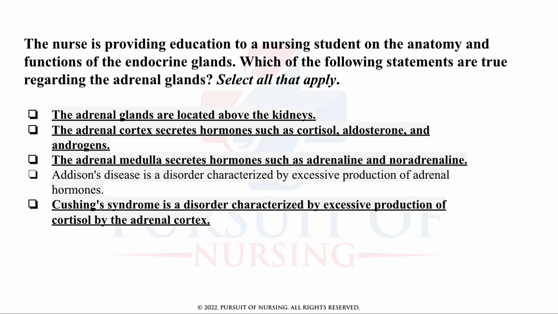All right, so the adrenal glands are located above the kidneys, and they consist of two distinct parts. You have the outer adrenal cortex and the inner adrenal medulla. The adrenal cortex secretes hormones such as cortisol, aldosterone, and androgens, whereas the adrenal medulla secretes hormones such as adrenaline and noradrenaline. Addison's disease is a disorder characterized by the inadequate production of adrenal hormones, not the excessive production of such. And then Cushing's syndrome, on the other hand, is a disorder characterized by the excessive production of cortisol by the adrenal cortex.